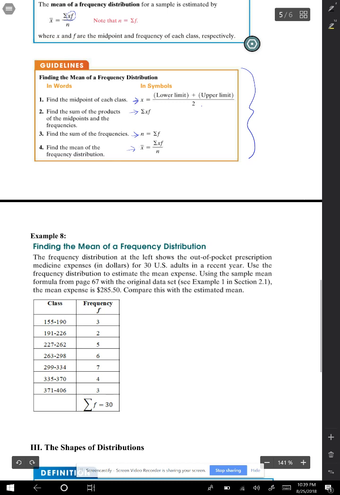This goes back to the example we did in an earlier section, where we had the classes 155 to 190, 191 to 226, and so on. This is about out-of-pocket prescription medicine expenses. When we look at these, we want to find the midpoints of the classes. I'm going to do that out here to the side. You can look back to your earlier notes, but if you've forgotten, the way we did this was 155 plus 190 divided by 2 to find that midpoint, and that comes out to 172.5. So these are the midpoints.